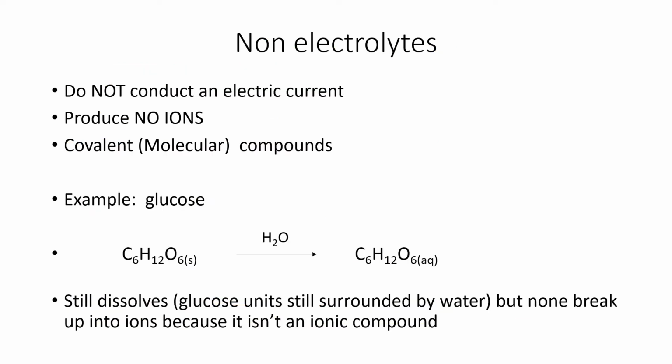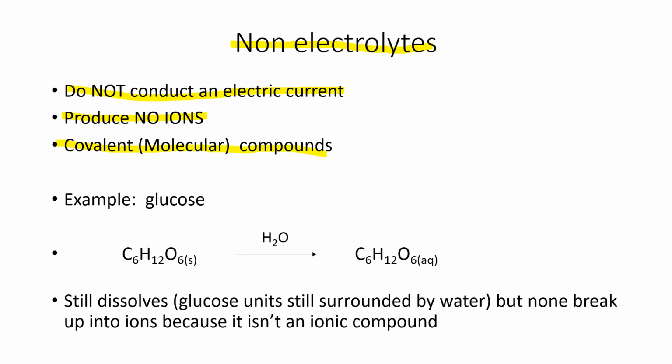Next type of electrolyte we want to talk about are the non-electrolytes, or not electrolytes. These do not conduct any sort of electric current. These produce no ions. They'll still dissolve, but when they dissolve, they're not going to release any ions. Non-electrolytes are pretty easy to identify. We would recognize these as the covalent or molecular compounds.